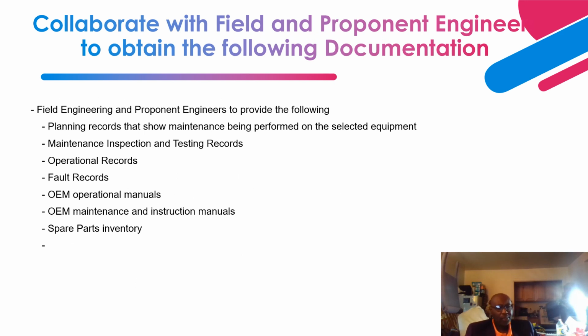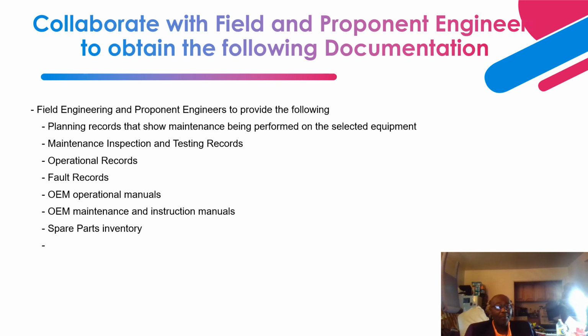So next is when you take a deep dive into performing this reliability assessment. You should have your field engineering and component engineers provide the following. I think I made mention in the previous slide of planning records. If you have SAP as your planning software, it should show you the dates that maintenance was performed, and when the next maintenance will be performed. So once you see those dates, that itself tells you that maintenance is being performed as it's supposed to.